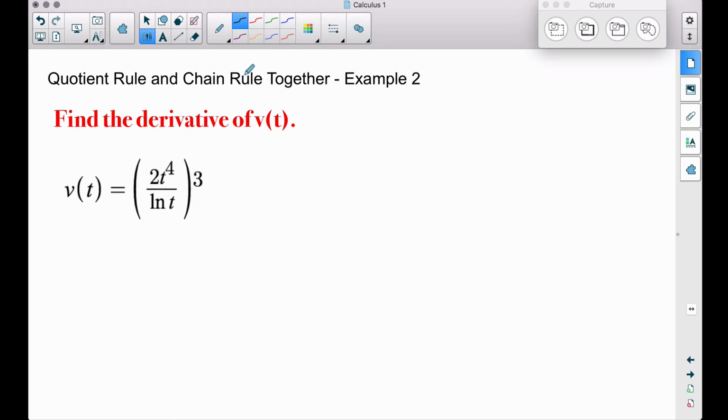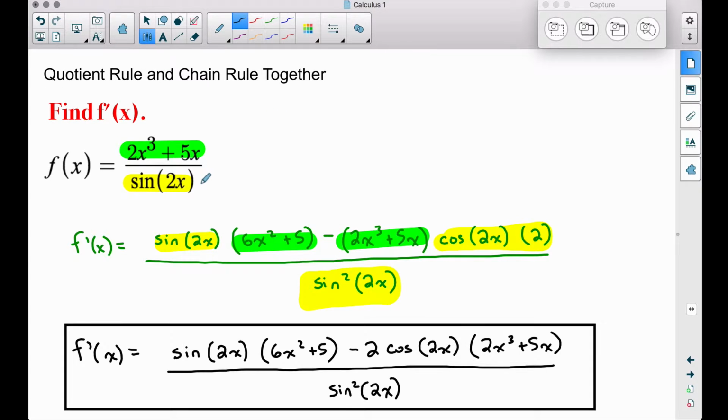In this video, we're going to look at another example of using the quotient rule and the chain rule together. Here we have v of t equals this rational function inside of here, and it's all raised to the third power. In a previous video, we did look at another example of the quotient rule and chain rule together, where we were doing the quotient rule and we applied the chain rule down here in this denominator.